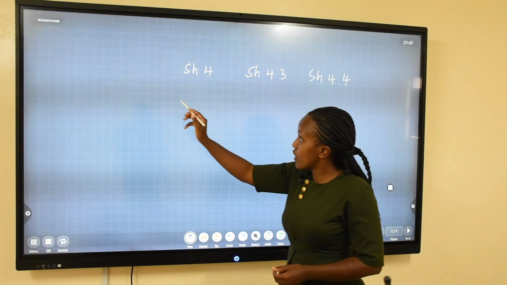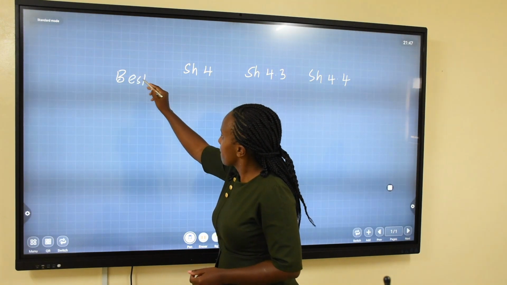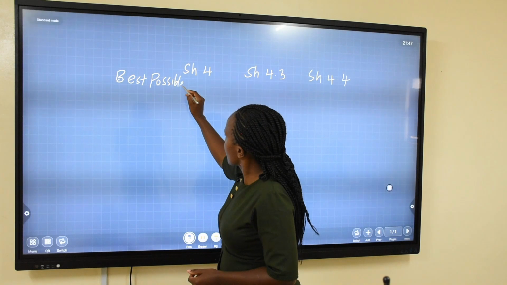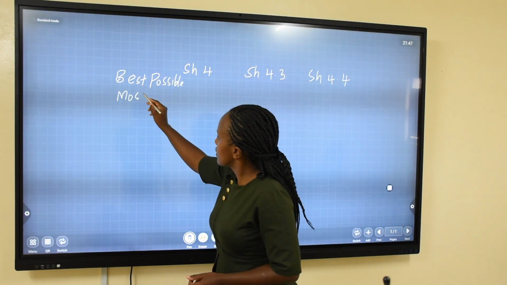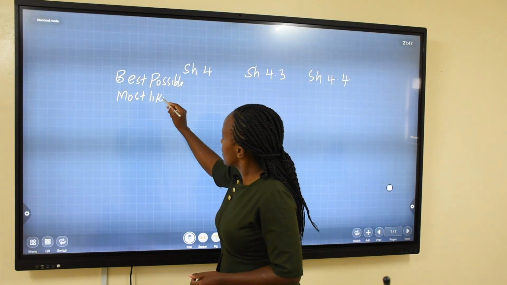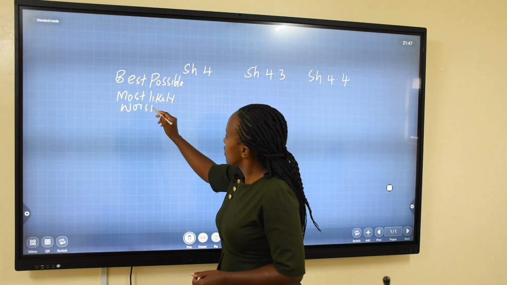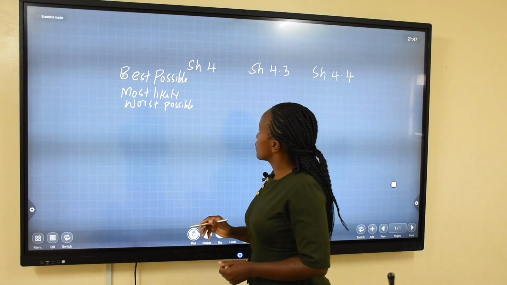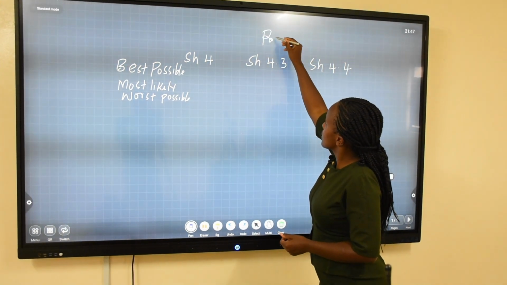On this side you are going to have the conditions. This is the best possible, and then you're going to have the most likely and the worst possible. So for us to fill in here with the payoff, we have said this one is a payoff matrix.